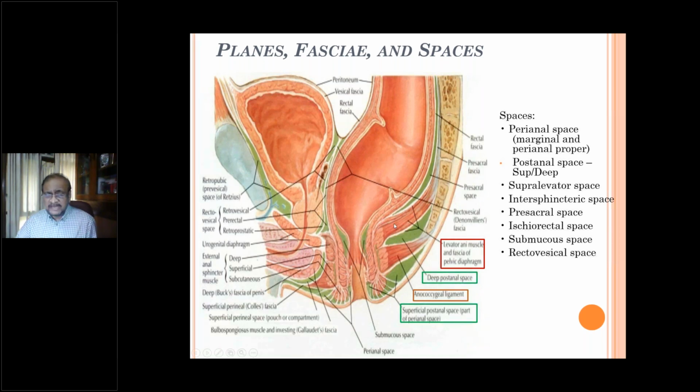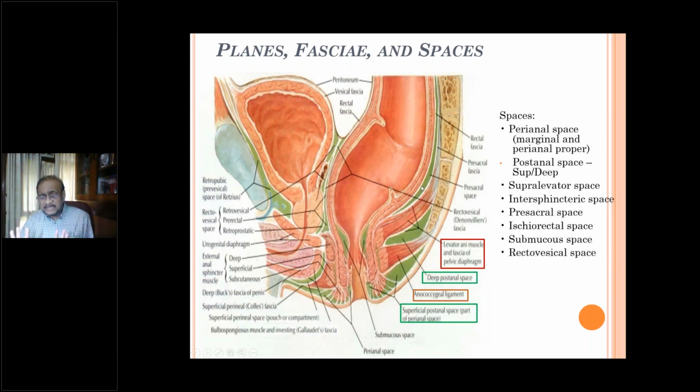And above the levator ani lies what? The sacrum. So in between the sacrum and the levator ani, the superficial levator ani, you have what is known as the presacral space. So five spaces: the marginal, the perianal, further laterally the superficial postanal, the deep postanal, and the presacral space.